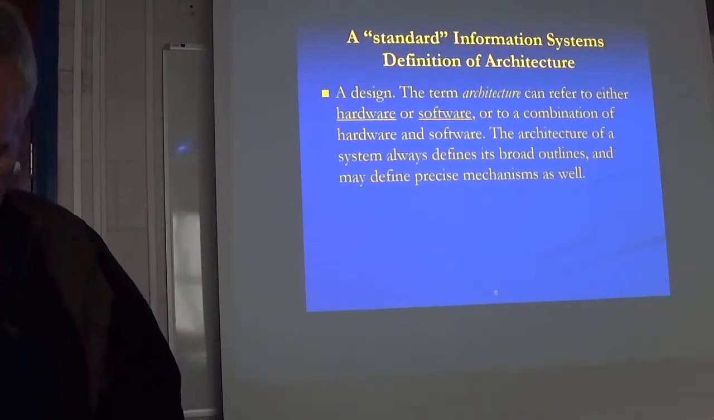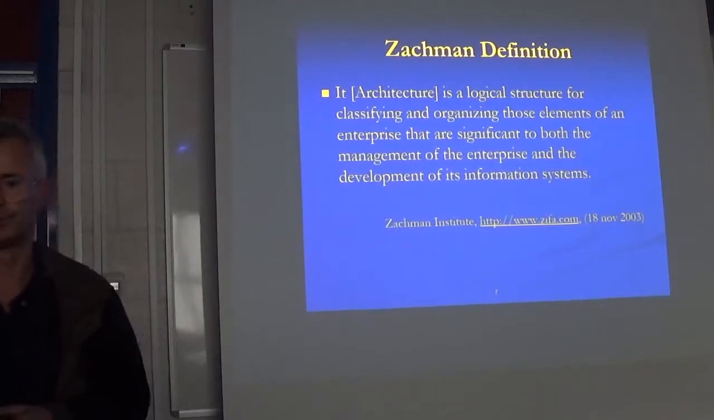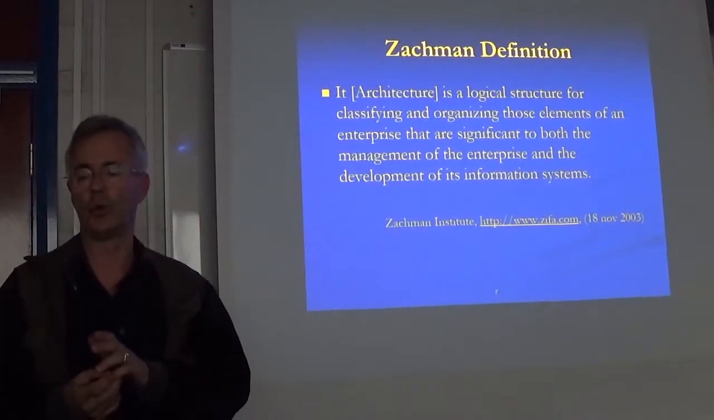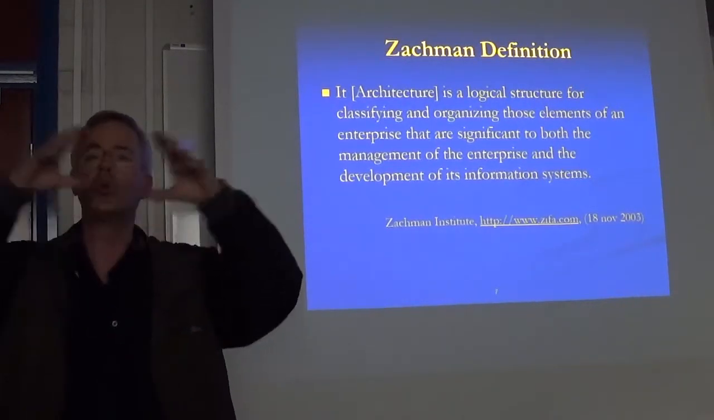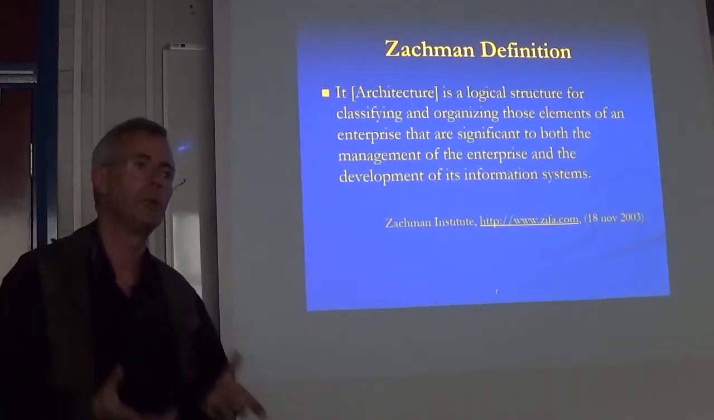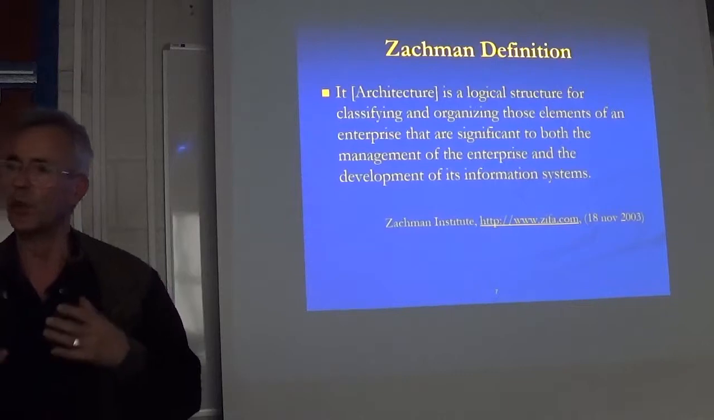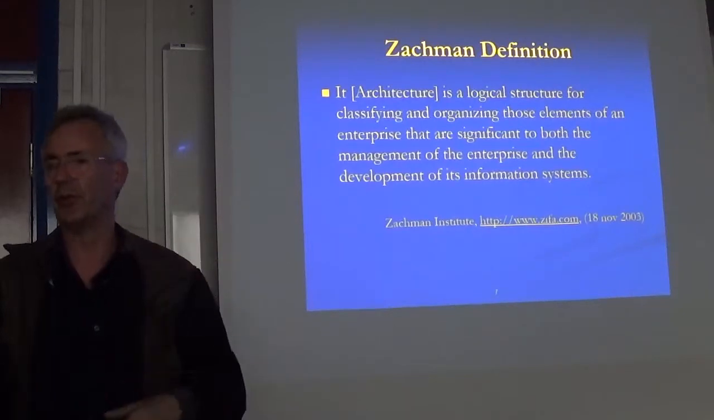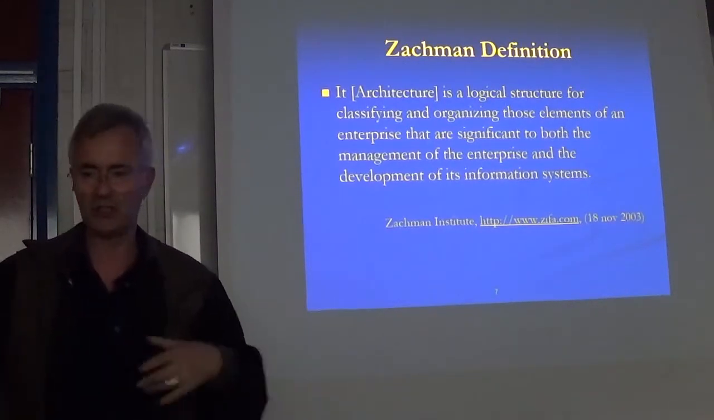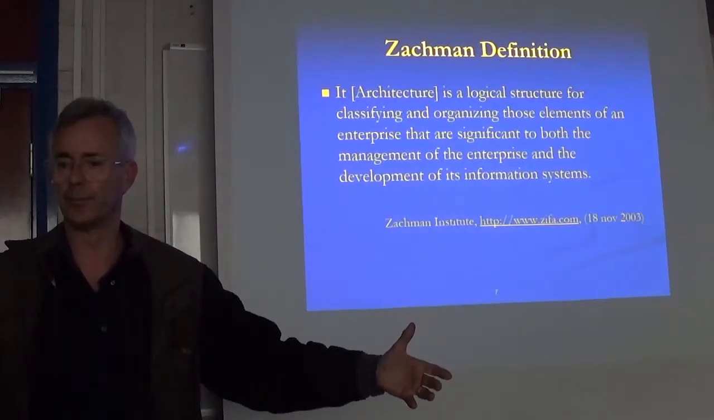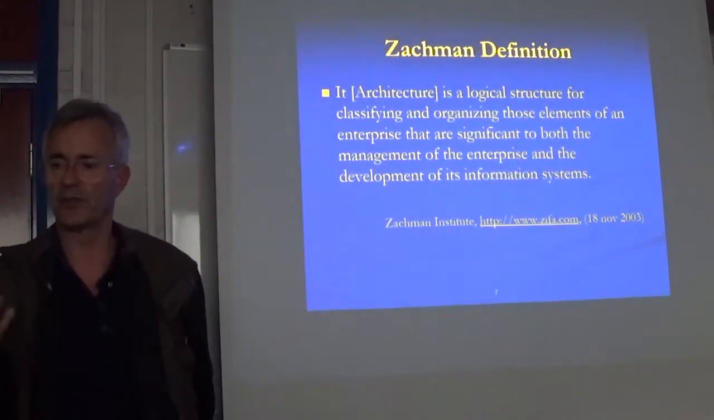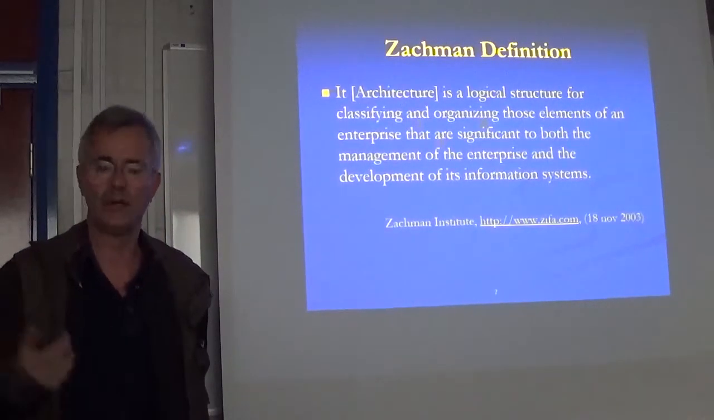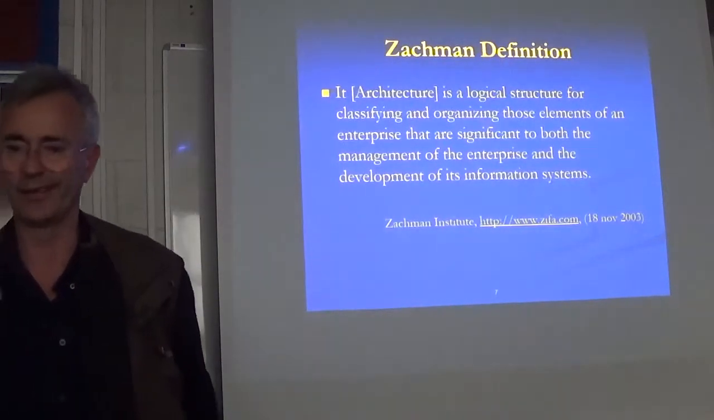However, this is where Zachman really pays off. He says an architecture is a logical structure for classifying and organizing those elements of an enterprise, the whole organization, including the people, the processes, the procedures, the working practices, the technology, the screens and the tablets and servers, the networks, the switches, the whole thing. Those elements of an enterprise that are of significance to both the management of the enterprise and the way that those information systems actually get developed.